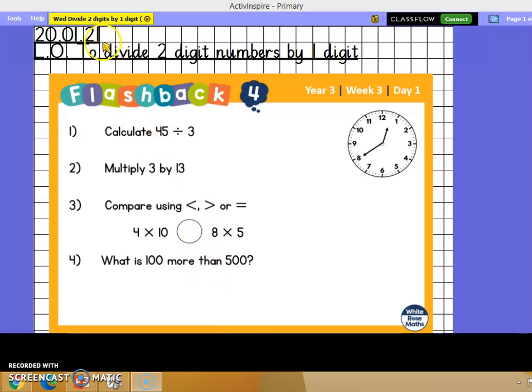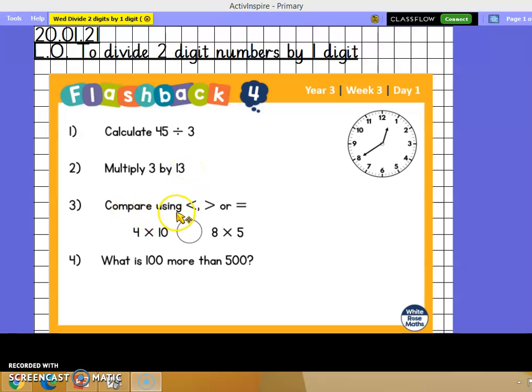Can you please record today's date and learning objective in your book and underline it like shown. Then, as normal, do your flashback for 4 questions. Number 1, calculate 45 divided by 3. That's sharing it into 3 equal groups. Number 2, multiply, that means times 3 by 13.